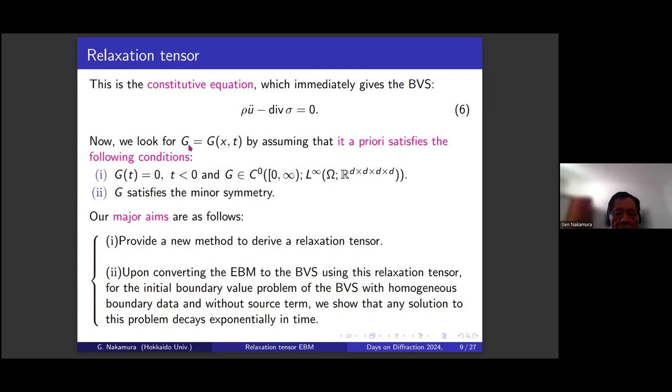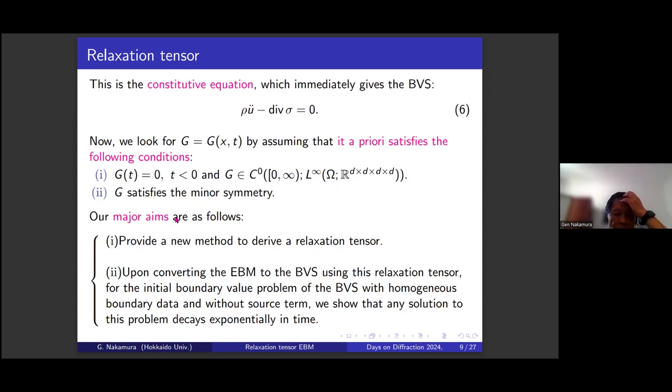To derive G, we will a priori assume that G satisfies the following conditions. The first is, as we already considered, that G comes up as a convolution of the relaxation operator in the one-port system, so G has to satisfy this kind of condition. Not only that, we will assume G has this kind of regularity. And also we assume G, which is also a tensor, satisfies the minor symmetry.